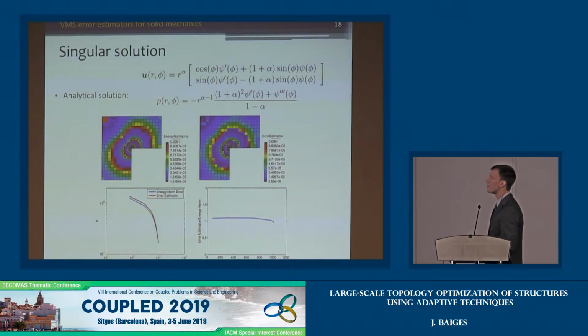So we also test the performance of the error estimator in an analytical singular solution. And in this case, we can see that we are able to very well capture the singularity here. So our adaptive mesh refinement process effectively refines at this area here. And then we obtain the expected superconvergent result.